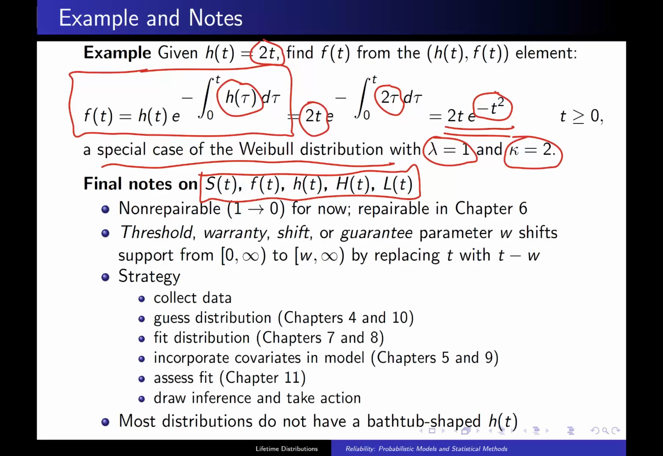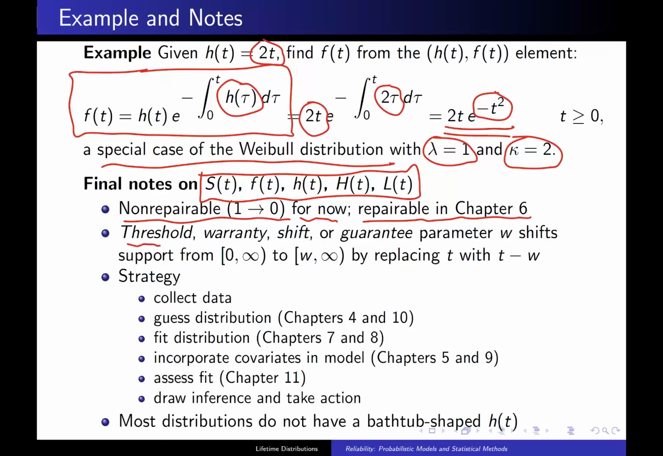First of all, we are only looking at non-repairable items, which means they go from state 1, which is operating, to state 0, and then at that point they are discarded. We are doing that for now, but when we get to Chapter 6, we'll look at repairable systems.